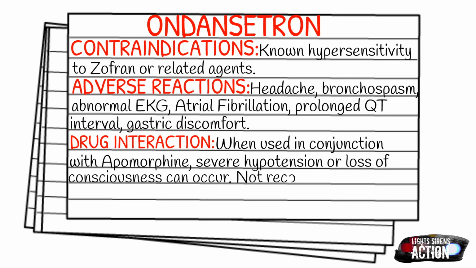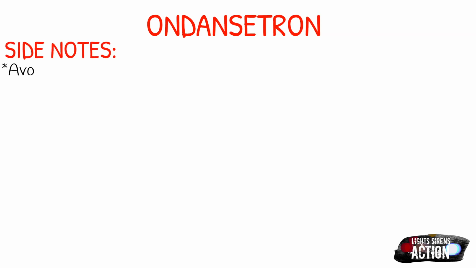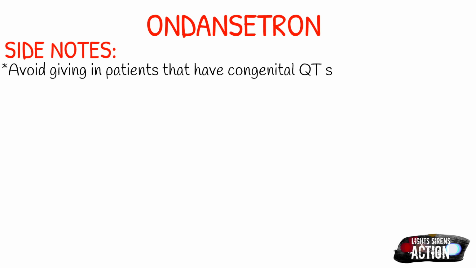How ondansetron is supplied. You most commonly see it in 4 milligrams in 2 ml vials, and you may see them in the 4 milligram oral dissolving tablets as well. Okay, a few side notes about ondansetron. You want to avoid giving it in patients that have congenital QT syndrome, which we kind of talked about in our contraindications, but Zofran can be very dangerous in these patients.